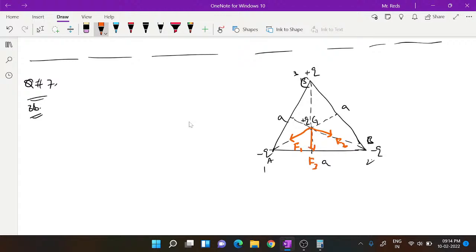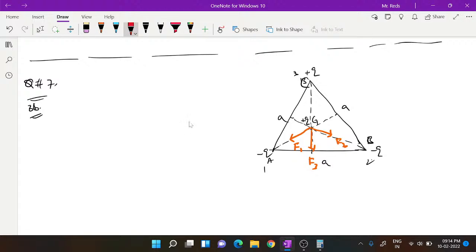And one more point you can understand here is this F1, F2, F3. F1 is Q1 Q2 by this distance square. This is Q1 Q2 by this distance square. This is Q1 Q2 by this distance square. But Q1, Q2 both have the same magnitude here and here and here. Magnitude is same. Then what about this distance? You have to understand that this distance will be equal from every vertex.